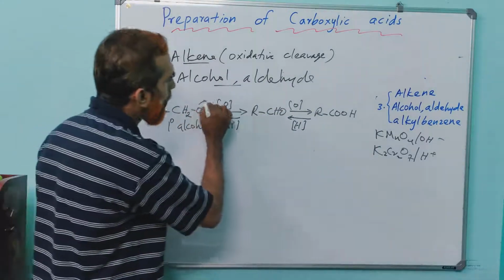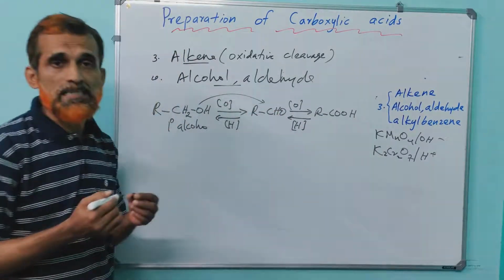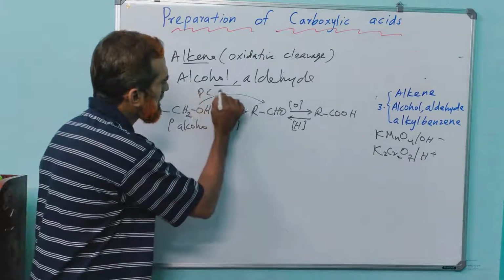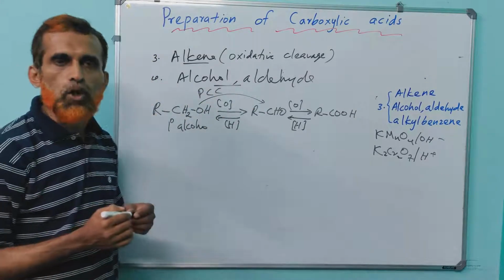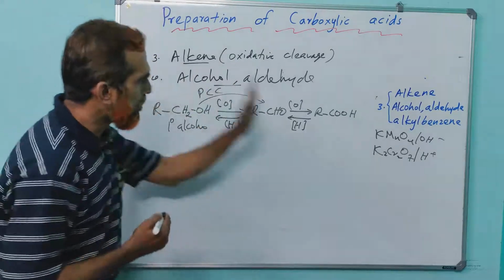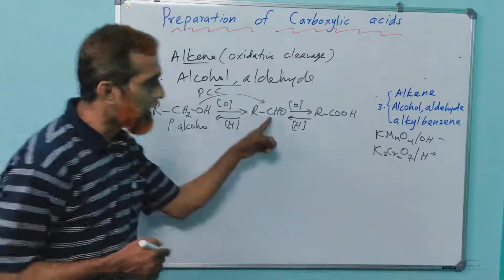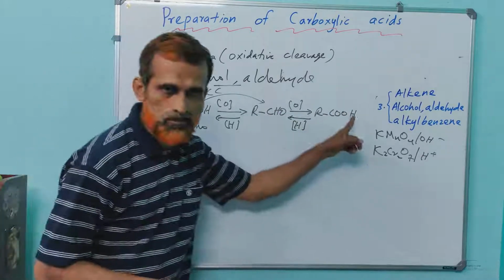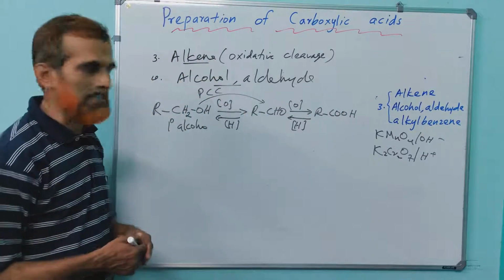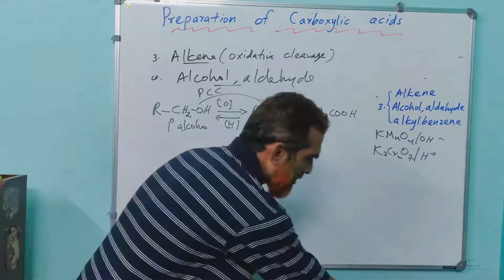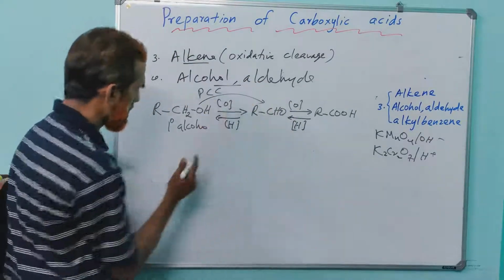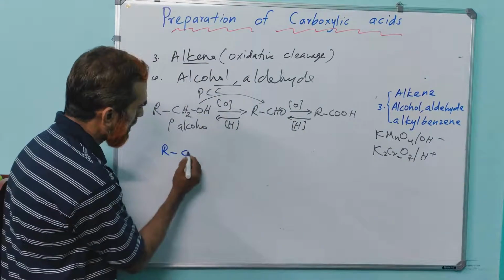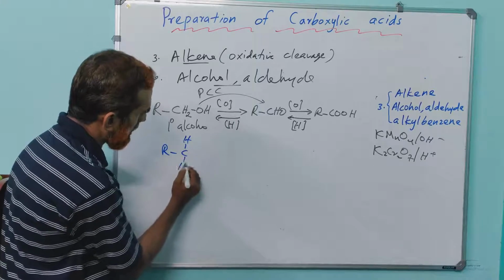If you want to stop at this stage, there are some special oxidizing agents like PCC, etc. Pyridinium chlorochromate for stopping at aldehyde stage. This aldehyde is prone to oxidation, easily oxidizable into acids. So you need some special oxidizing agents. Now this reaction can be understood in this way. How does this happen? What is happening here? See, primary alcohol can be written like this.